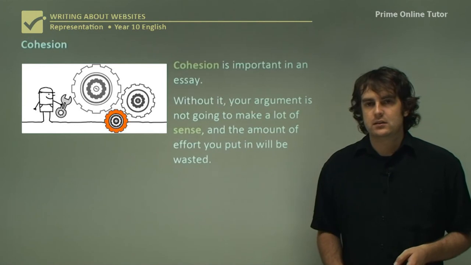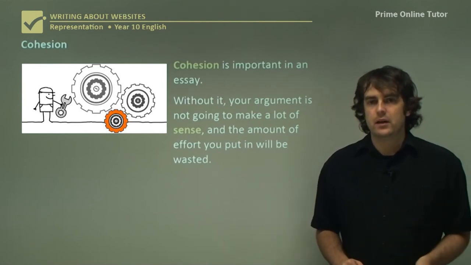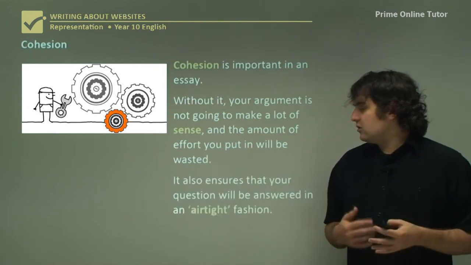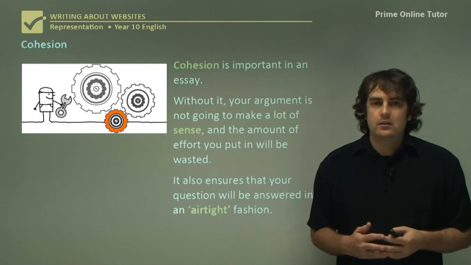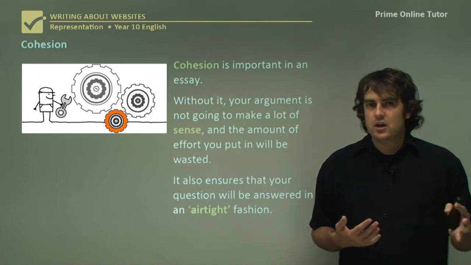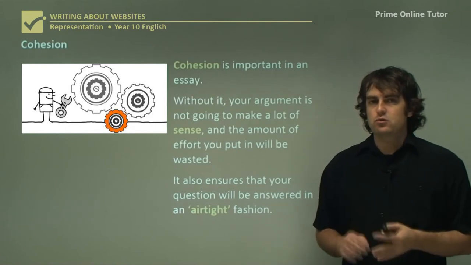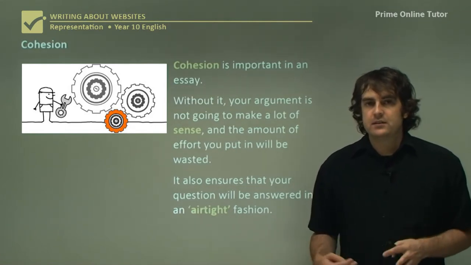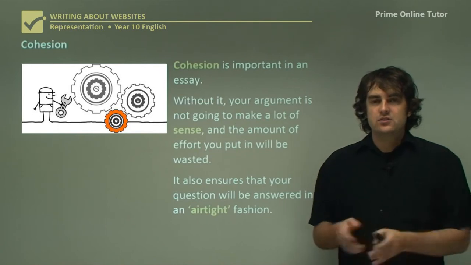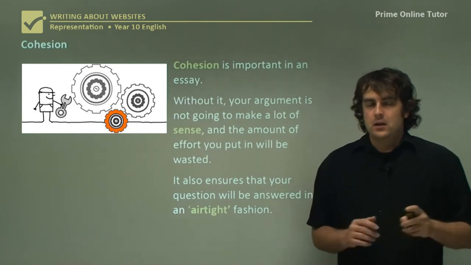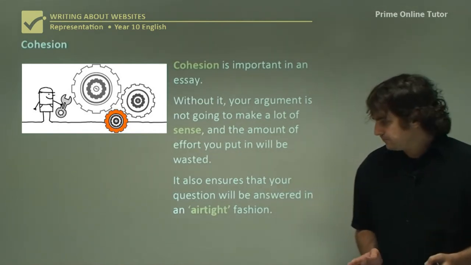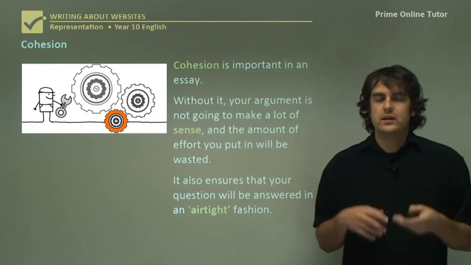Everything goes from one to the next. It doesn't jump around all over the place. It ensures that your argument also is a little bit airtight. So particularly, one of the problems if you jump around a bit is that students will often contradict things that they say, which means that they'll say one thing and then they'll say something else a little bit later on. If you do that, one of the problems is it weakens your argument.